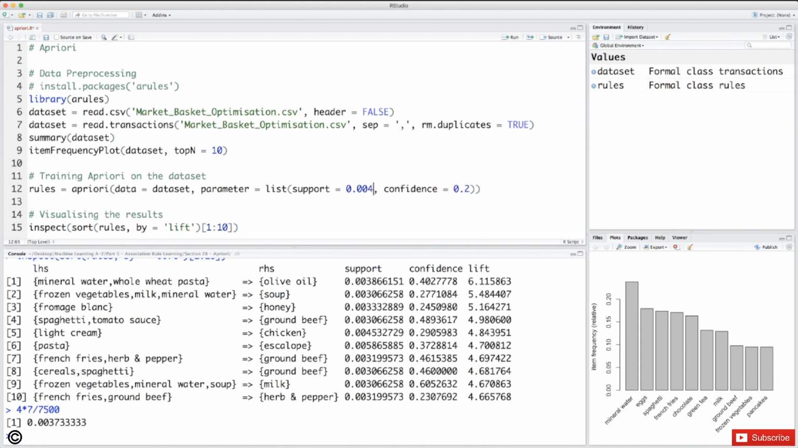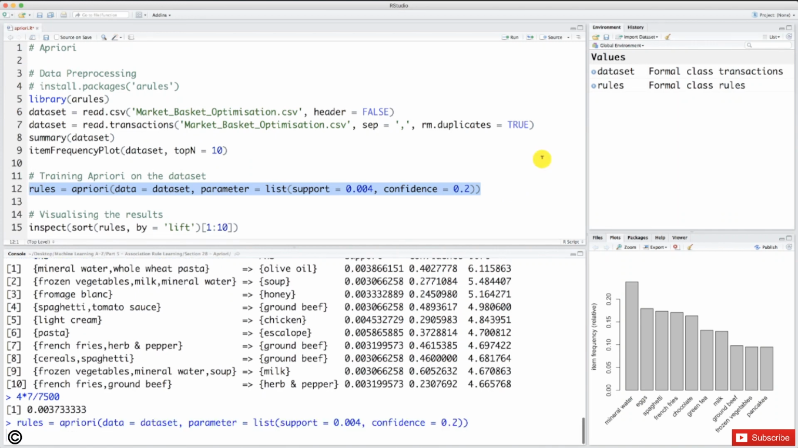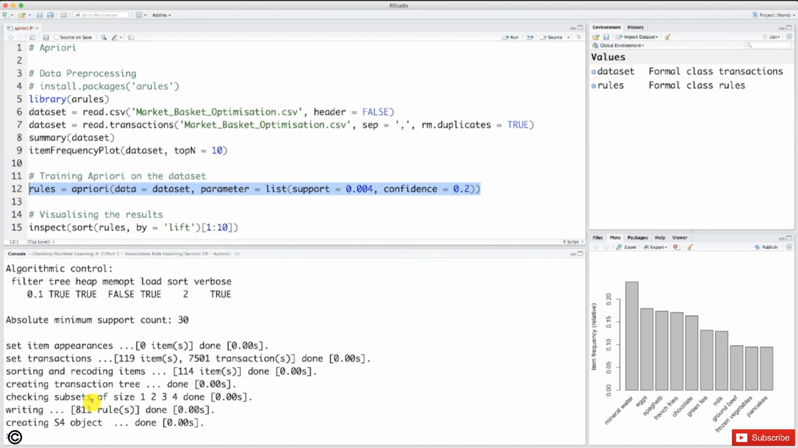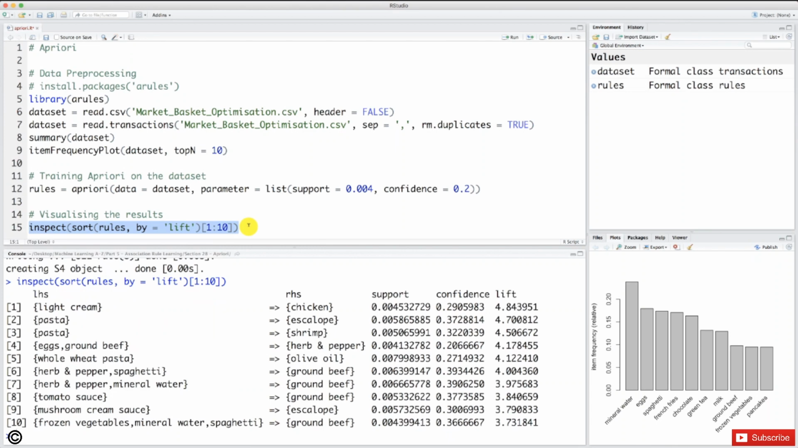0.004 corresponds to products that are purchased at least 4 times a day instead of 3 previously. So let's train the apriori model again to obtain the new rules. I'm going to execute this and we get the new rules. And since we increased the support, we find a smaller number of rules, 811 rules, compared to previously, when we had more than 1,000 rules. That's because we increased the support and kept the same 20% confidence. Okay, so now let's have a look at these new rules ordered by their decreasing lift. Let's execute this, and here are the new rules.